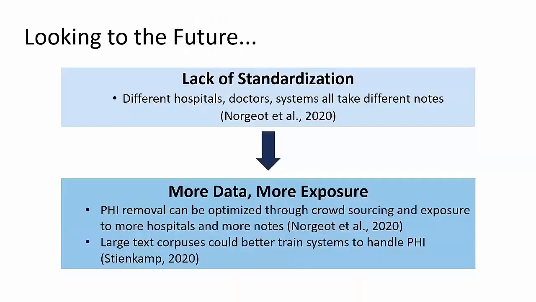And kind of looking towards the future. So standardization is going to continue being a challenge. Different hospitals, different systems, different doctors, they all take different notes. Different AI tools have been trained on different data sets. I mentioned earlier that NLM Scrubber has been trained on things like medical histories, physicals, radiology and pathology reports. These are going to look very different from things like psychiatry notes or nursing notes, even if they're from the same hospital system. So the solution to that is, more data, more exposure.